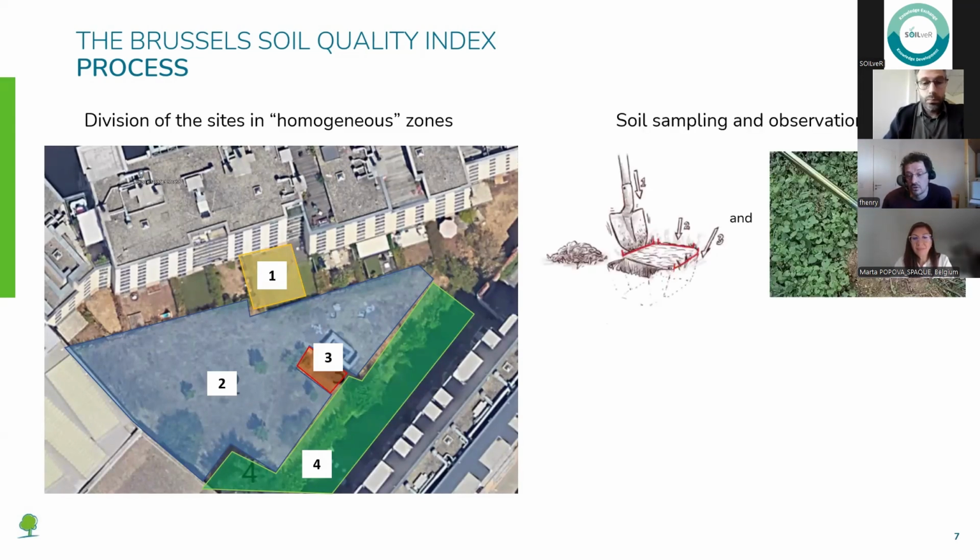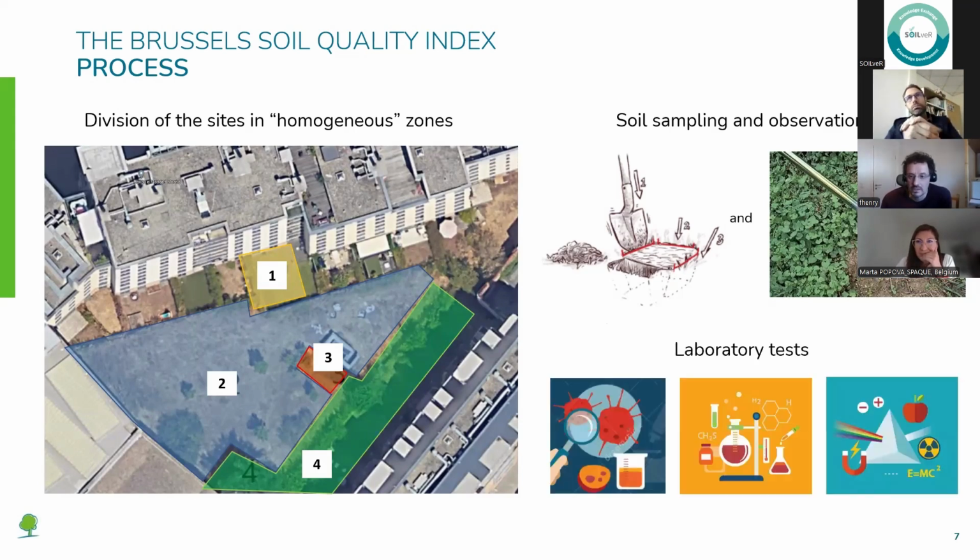We do soil sampling and observation by cloud or by drilling. We then carry out laboratory tests, and we attribute a score for each measure done, and we calculate an index by homogeneous zone and by plot.